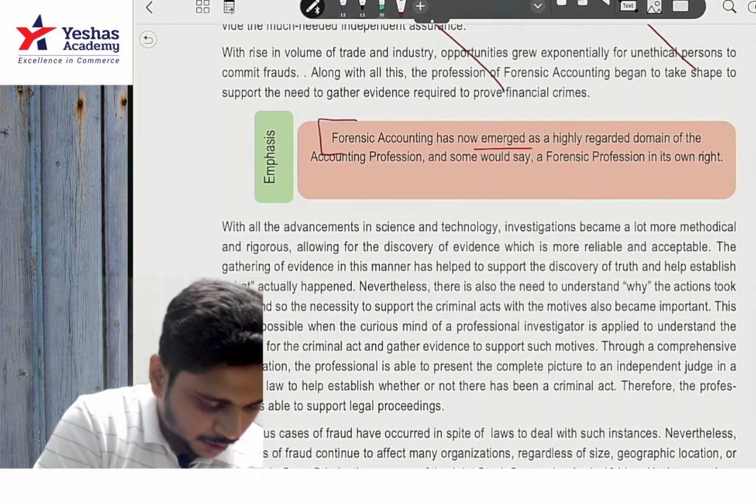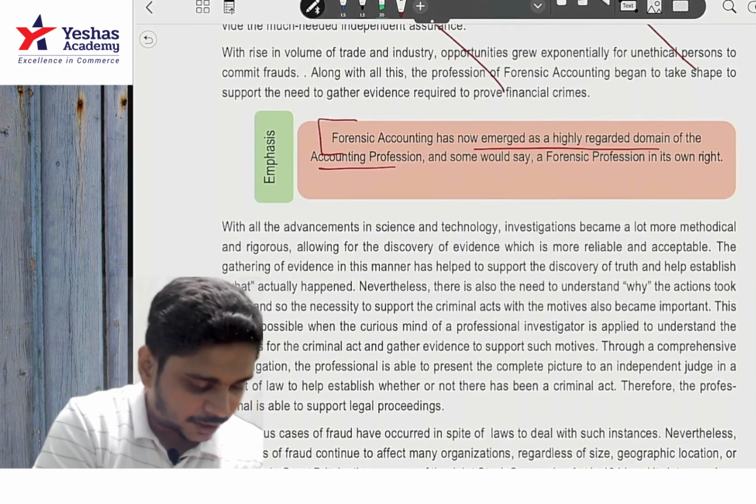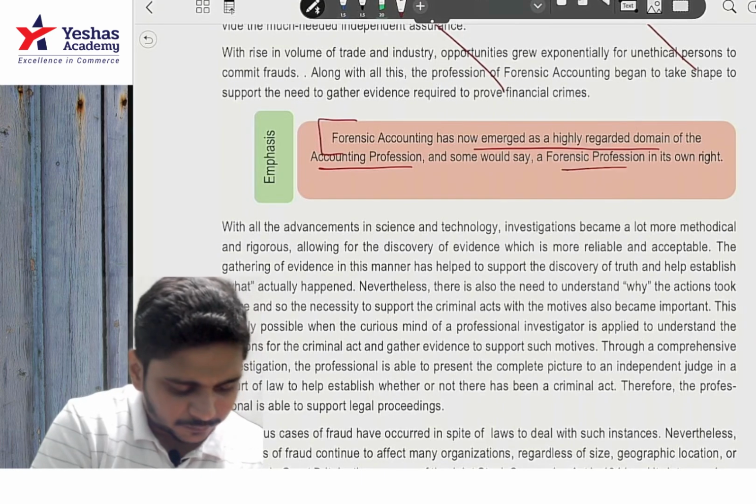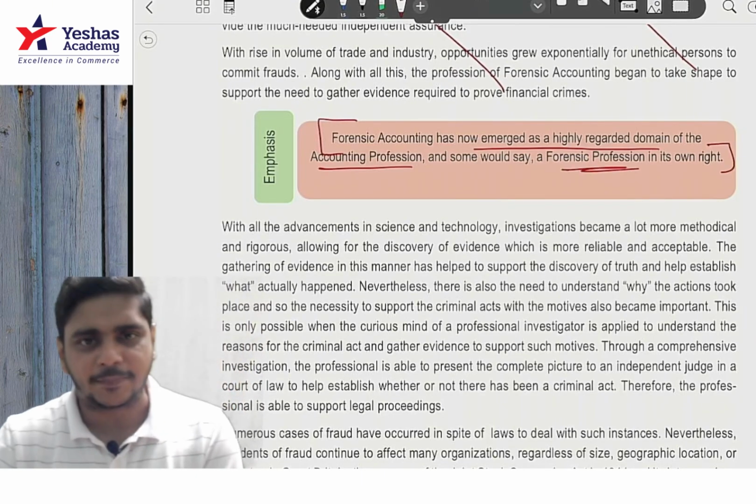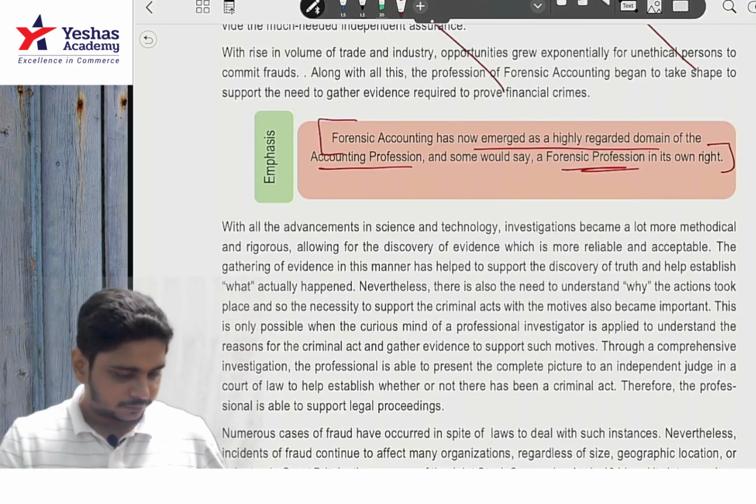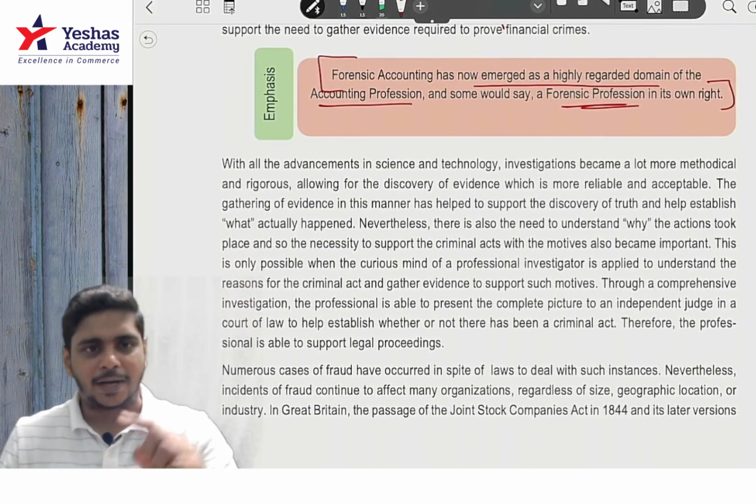Forensic accounting has now emerged as a highly regarded domain of the accounting profession, and someone would say a forensic profession in its own right. That means it has gained a lot of importance right now. Okay, so we have to mark this.